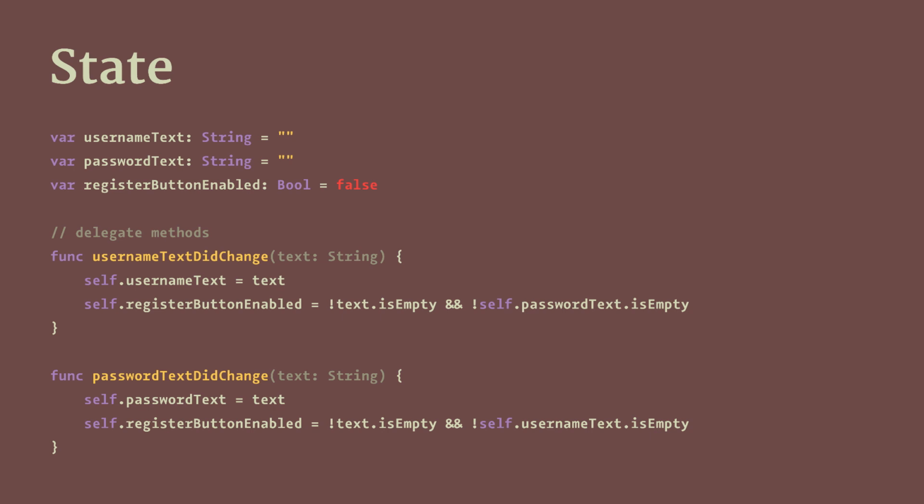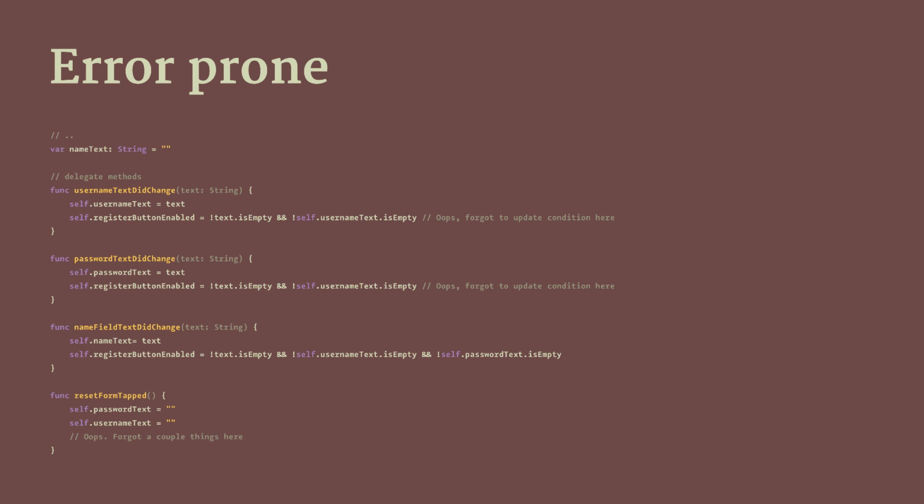And this is actually problematic. Humans are really bad at this kind of thing, at tracking all this state and making sure it gets updated in all the right spots. It's highly error prone. For instance, if we introduce a new event into the mix here, name field text did change, and that's affecting the register button enabled. We've got the logic correct there. It looks at the username text property and the password text property, but there were two spots that were already calling that register button enabled logic, and we forgot to add in the additional state check there.